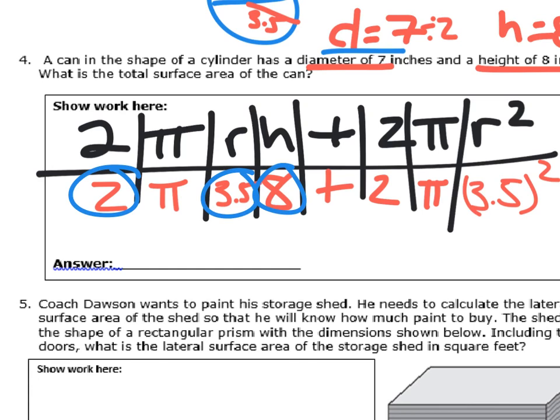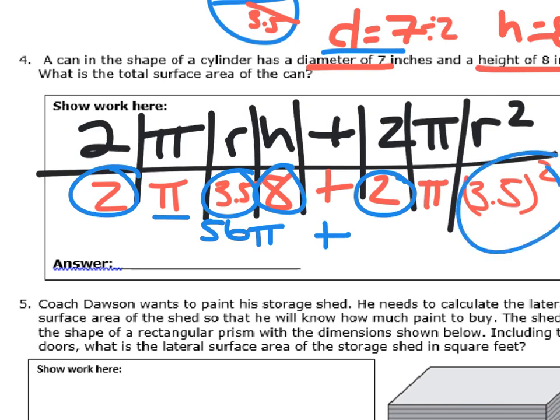2 times 3.5 times 8, and my calculator ends up being 56. I still have the pi, so 56 pi, plus, now let's do this side, 2 times 3.5 squared, and I end up with 24.5. I still have the pi, so 24.5 pi.